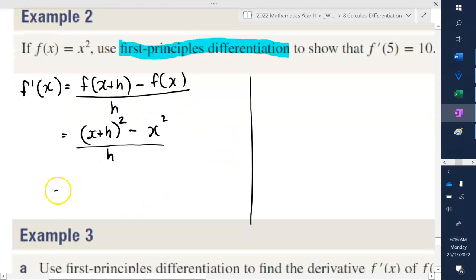So we need to expand that first line. However you expand that, whether you double the brackets out and FOIL it, or remember we square the first, square the last, 2 times the first times the second. Back to our original topic. However you do that, pause the video and do that now for me.